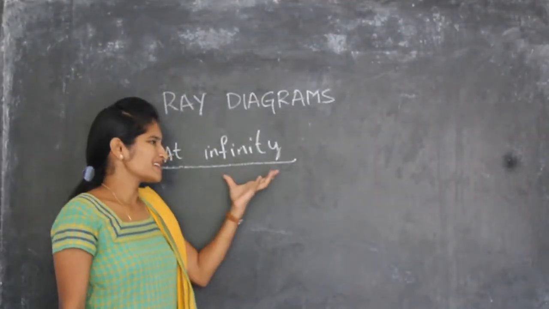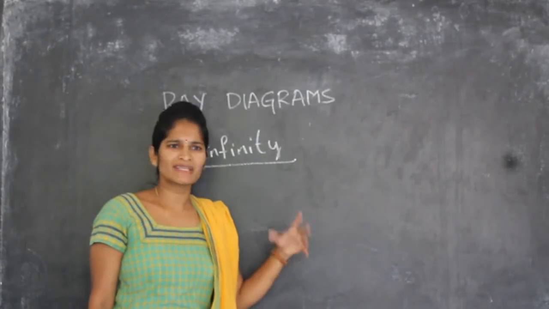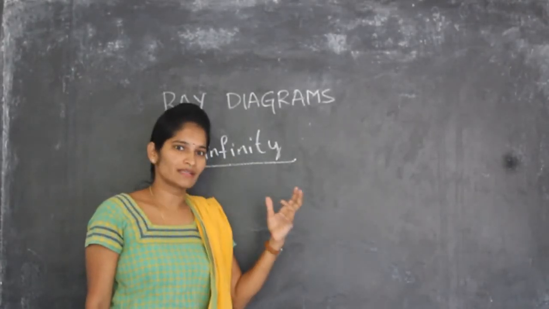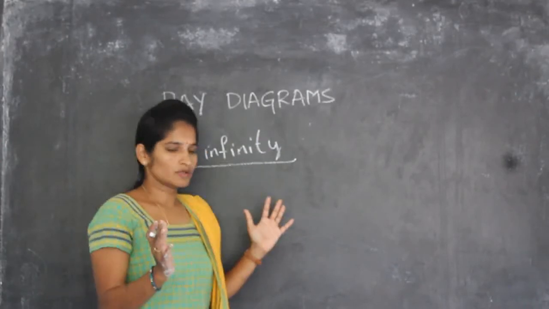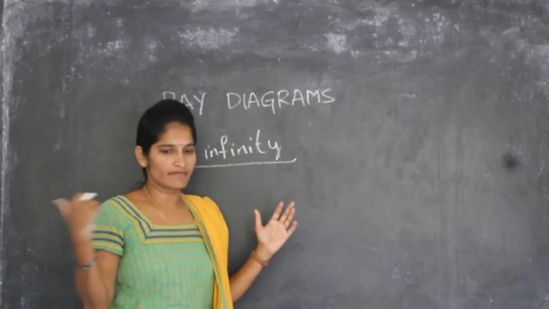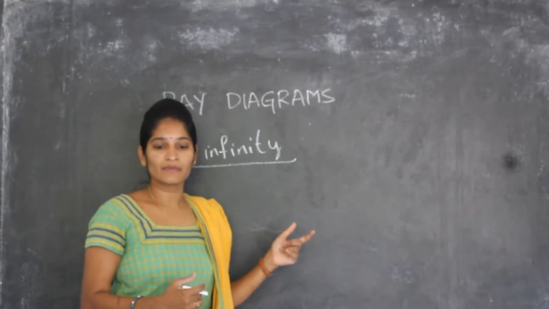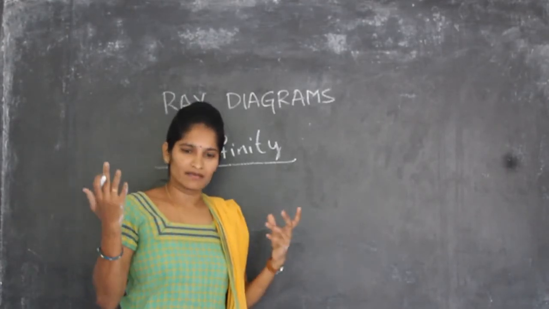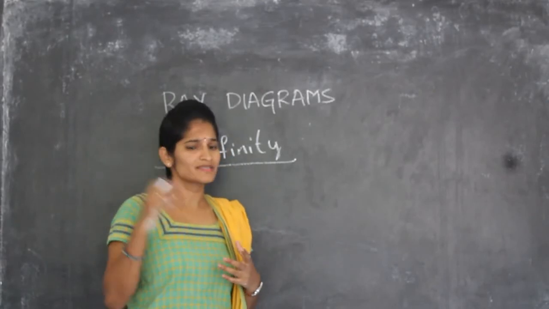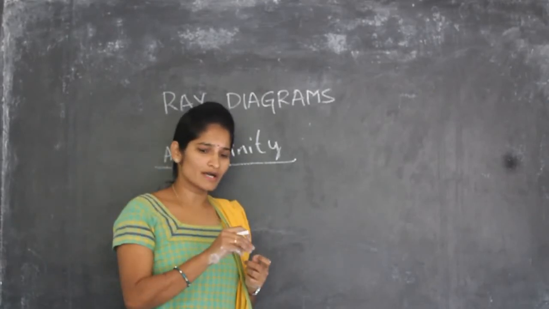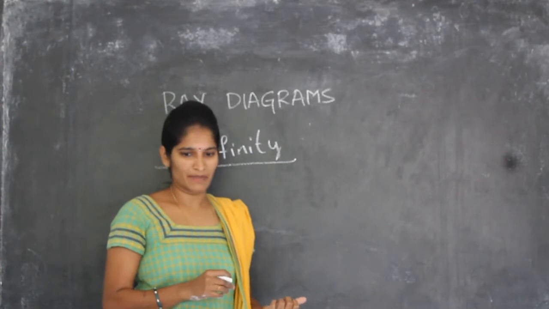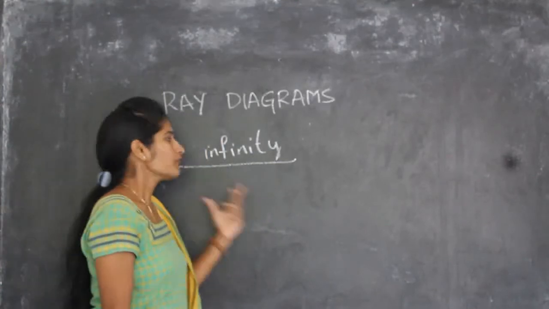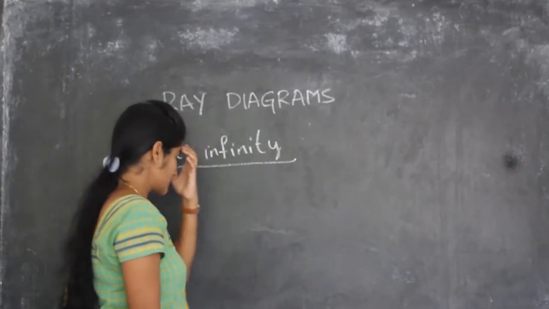Now, when the object is placed at infinity. Infinity means somewhere we can't reach. See, when you look in the mirror, something which is far away from you, you can still get its image in the mirror. Example, magnifying glass. Is the sun near to us? No, it is very far. But we can focus the sun's image on the paper. That means when an object is placed at infinity, what will be the image formed?